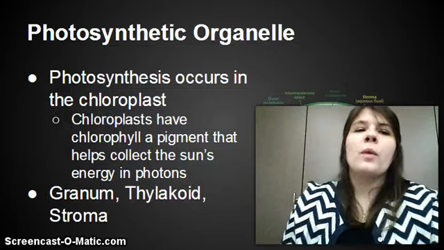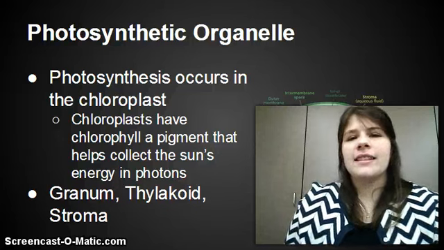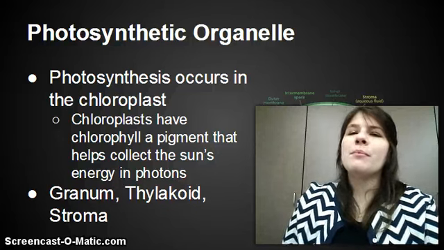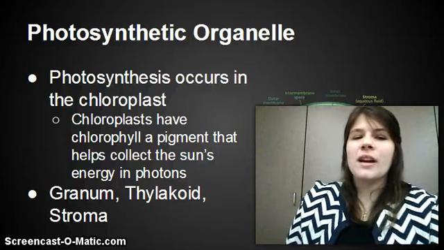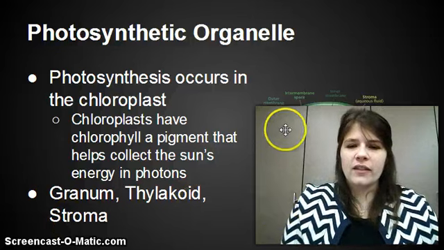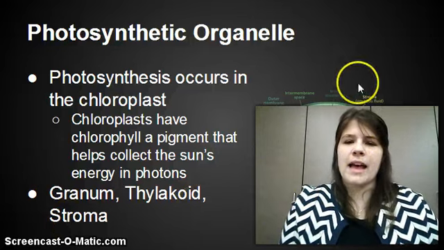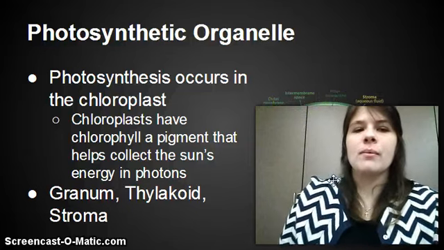Now, we all know that plants have differences in their cells. They have that cell wall, that vacuole, and most importantly, they have that chloroplast. This is where photosynthesis occurs. So as you can see right over here, we have a chloroplast. And we're going to talk a little bit about what happens in that chloroplast.